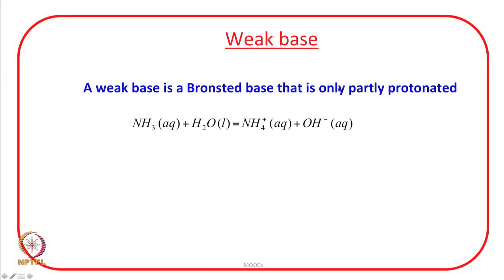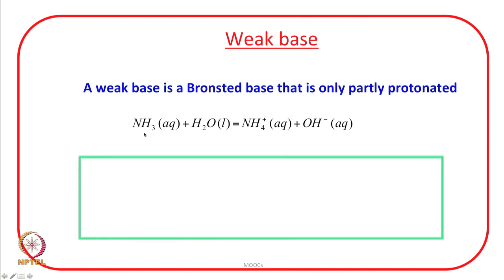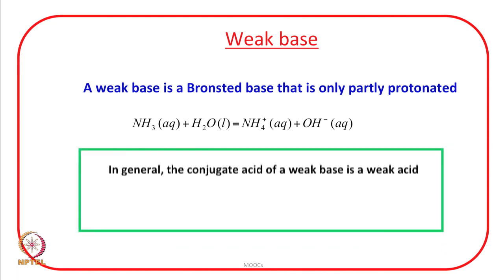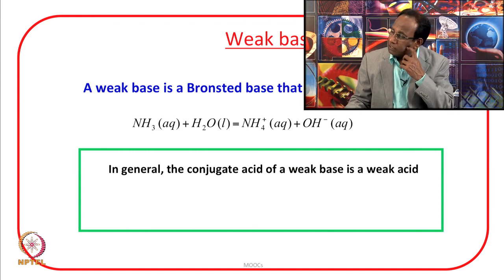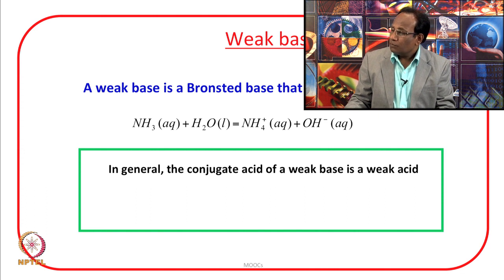And again, the usual example will be ammonia plus water forming ammonium ion plus hydroxyl ions. And if NH3 is a base, its conjugate acid is NH4 plus. Ammonia is an example of a Bronsted base that is only partly protonated. In general, the conjugate acid of a weak base is a weak acid. For example, ammonia NH3 is a weak base, and its conjugate acid, which is NH4 plus, is actually a weak acid.